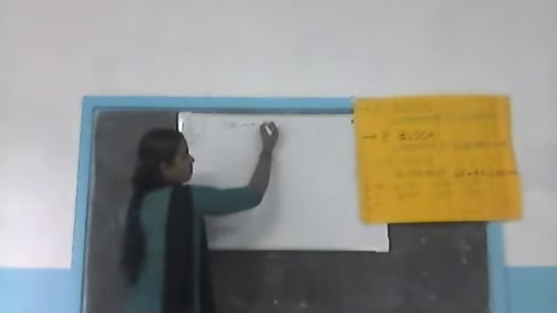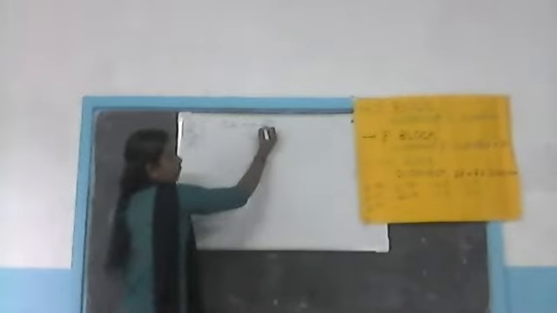Calcium has an atomic number 20. First one, we have to write the electronic configuration for this element. How can you write the electronic configuration?